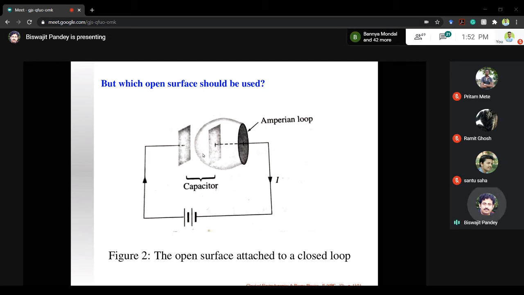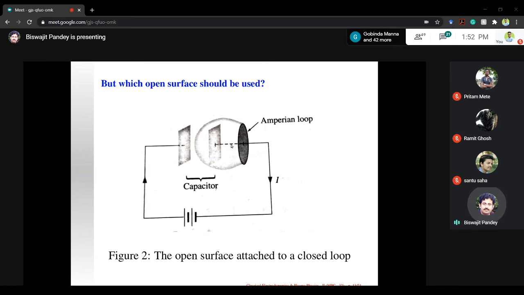Now inside the capacitor you do not have any current, it's an empty space, there are no free charges, so naturally you get an answer equal to 0. So these two surfaces give two different results. If you use the same Ampere's law to calculate the magnetic field at this point P using two different surfaces, you get two different results. In one case you get mu naught I by 2 pi r, in another surface you get 0. So this is the ambiguity, because the surface is not well defined.